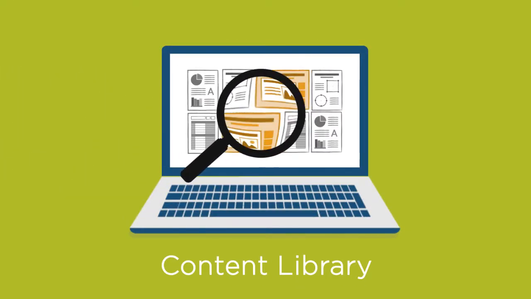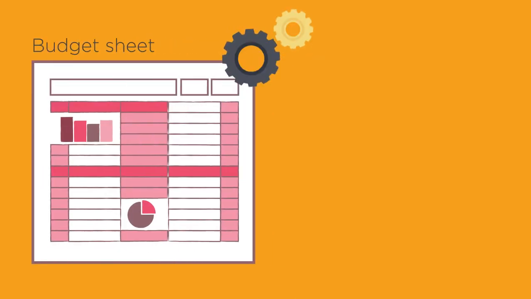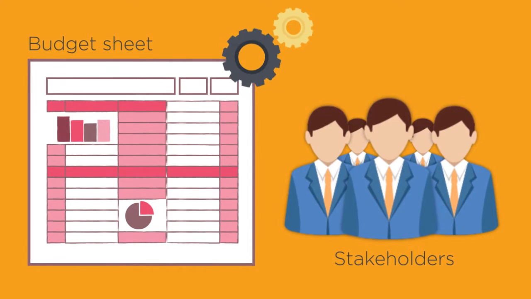Step 2. Search the content library to check if a similar asset exists. Reusing assets helps shorten lead times and saves money. Step 3. Ascertain budgets and develop a brief with inputs from the key stakeholders.